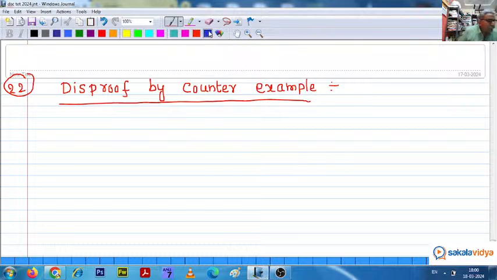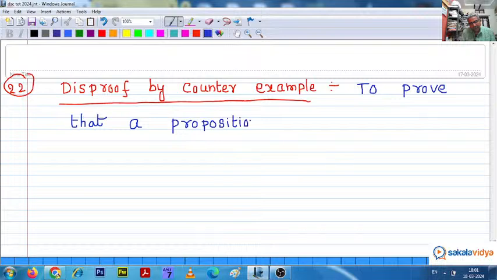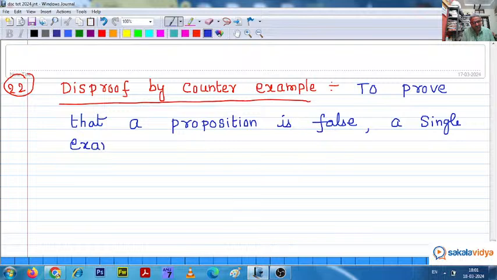So that means actually, to prove that a proposition is false, a single example against the proposition is enough. That single example is called counter example.